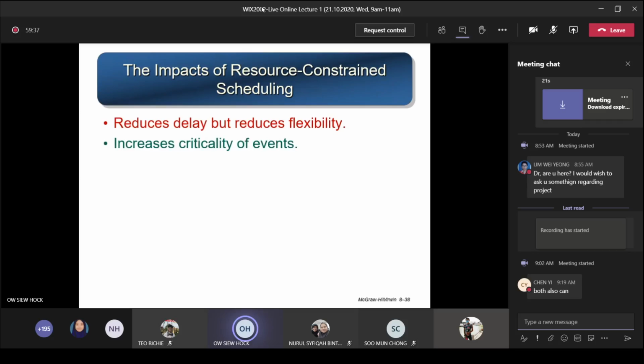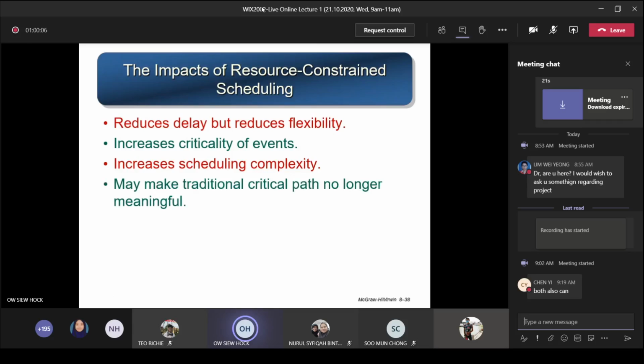Okay, next. So after learning this resource constraint scheduling, what are the impacts of having this? So you can see very obviously that it reduces the delay, but reduces flexibility. You make use of the slack. So those that were having a lot of slack become no more slack. And because of that, it increases criticality of events. See, some activities, they were not critical, now become critical. And it increases scheduling complexity. You can see the scheduling process is very complicated.